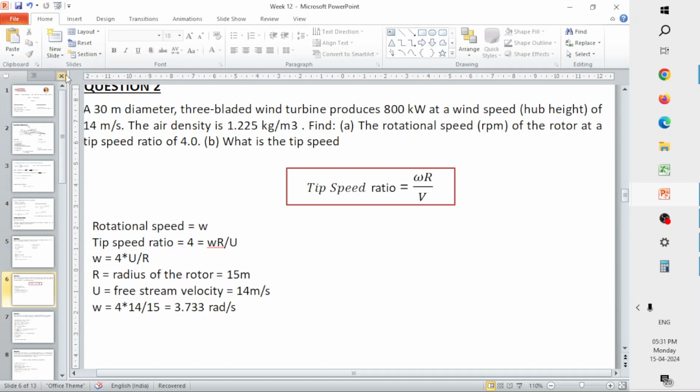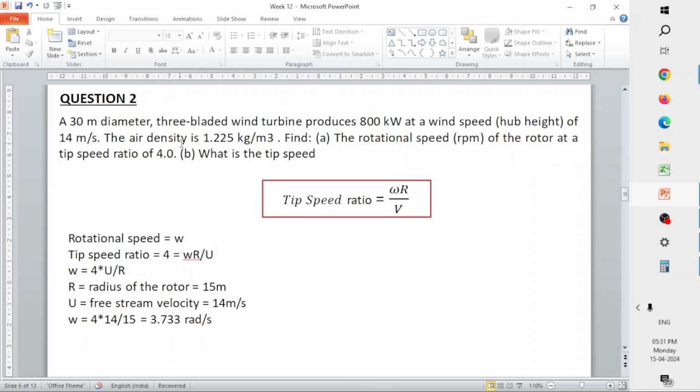Now here we have another question that we solved yesterday. Here they are asking us to calculate the rotational speed of the rotor, but they have asked us to express that in the units of RPM. So once you calculate the value of omega using the tip speed ratio, which we used yesterday as 4, we equated 4 to omega r by u. U is nothing but your wind speed or free stream velocity of the wind. Usually you can take that as the wind speed given in the question.